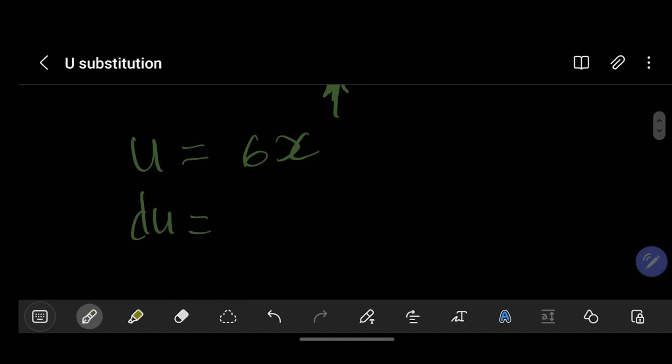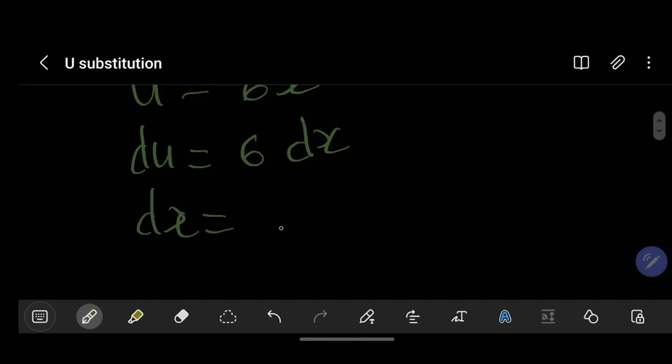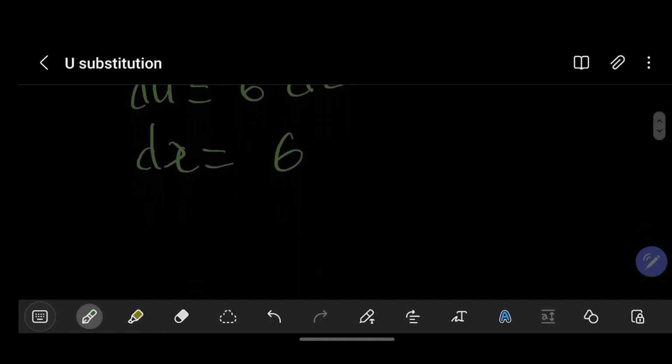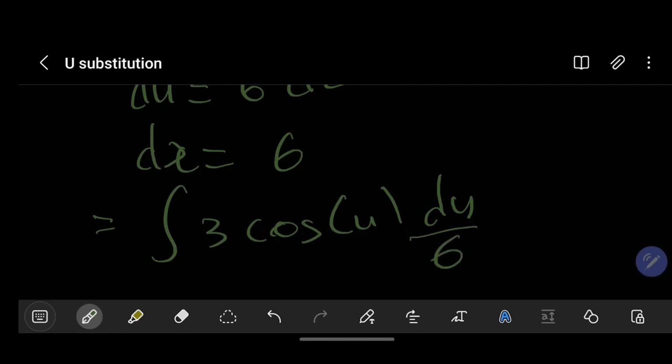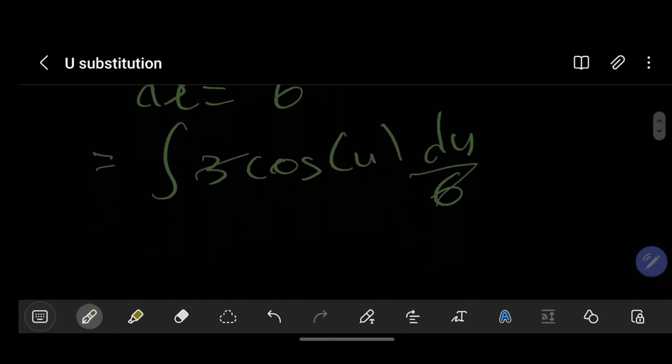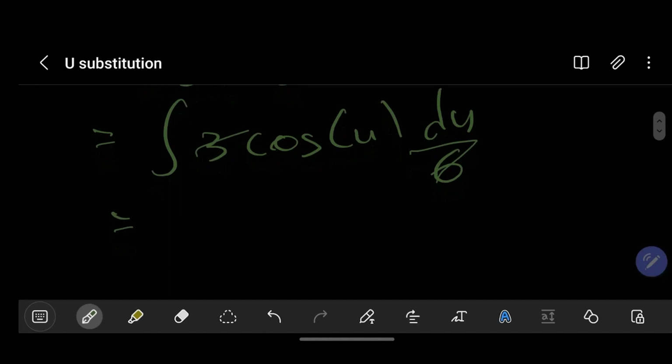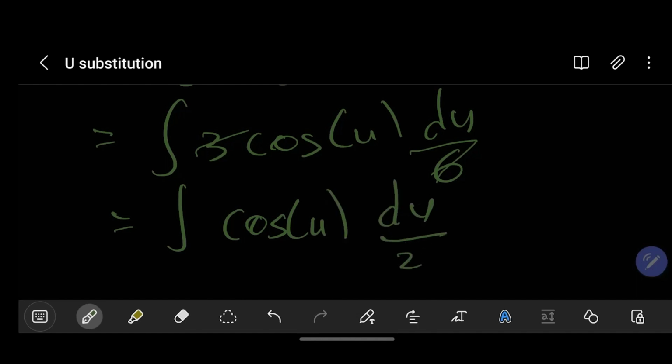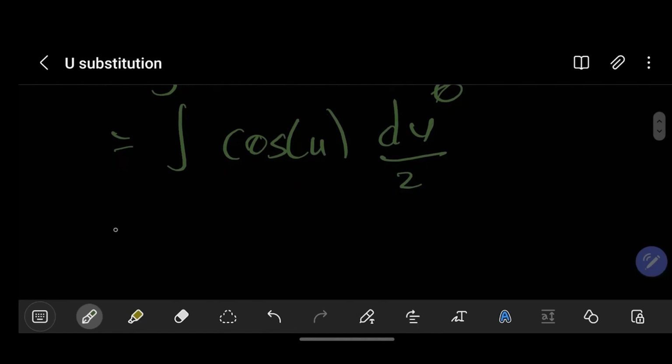du is equal to 6 dx, and so dx is then equal to du over 6. So let's substitute back. So we have the integral of 3 cos of u du by 6. This and this can cancel out, so we are now left with the integral of cos of u du over 2. 3 can go into 6 2 times. So this is now equal to 1 by 2, the integral of cos of u du.